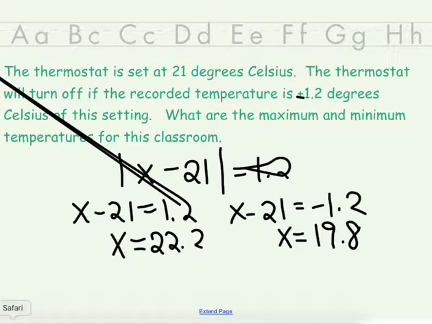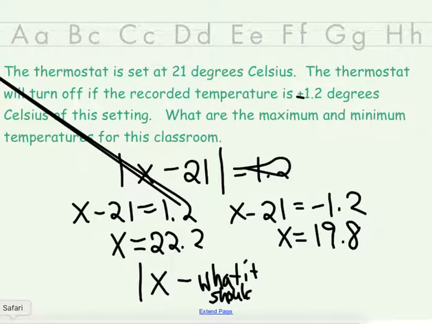So remember, we set these up by writing what I have, which typically I don't know at all times, minus what it should be, and that equals my error. That's my plus or minus amount that I am allowed to be farther away from what it should be.